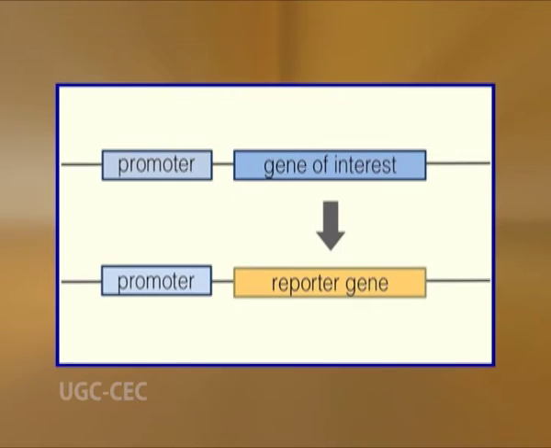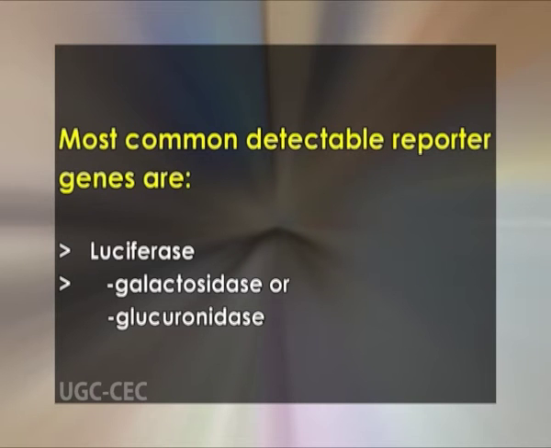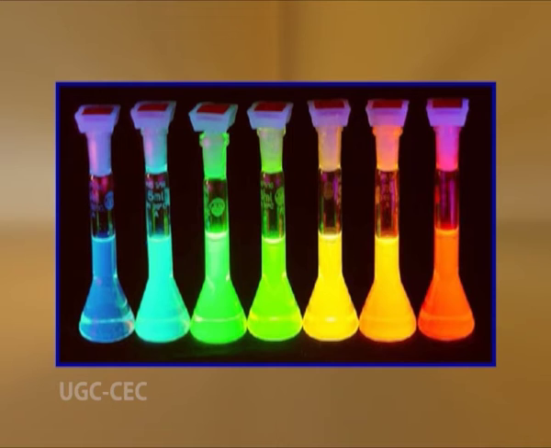To gain insightful information about the relationship between the activation or inhibition of different pathways and their effects on gene expression, specific response elements are fused to genes encoding reporter proteins. These reporter genes can then be used as indicators in monitoring the transcriptional activity in cells. The most common detectable reporter genes are luciferase, beta-galactosidase, or beta-glucuronidase. Examples of methods used to determine the expressed reporter gene protein are fluorescence.